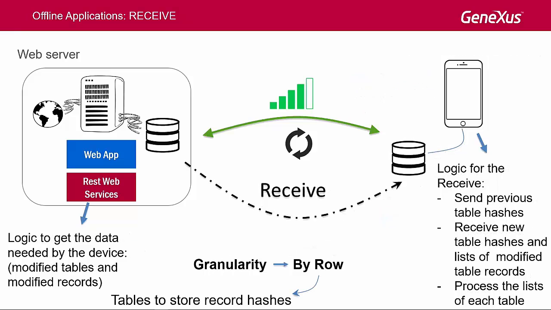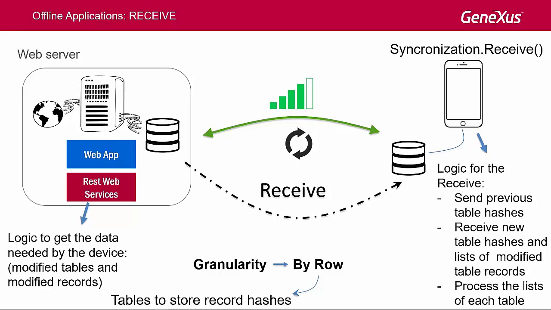Synchronization by row only sends those records that were changed since the last synchronization to the device. So first, it determines whether the table has changed or not. To determine which tables were changed, the same method is used as in the synchronization by table. Once we know that a table has been changed, to find out which records were changed, the hash of each record is calculated and compared with the corresponding hash that had been previously stored.